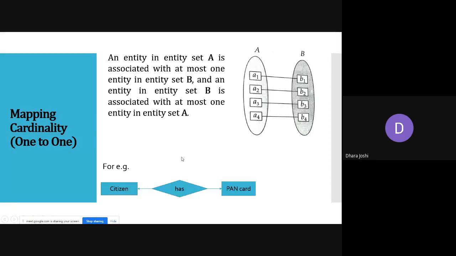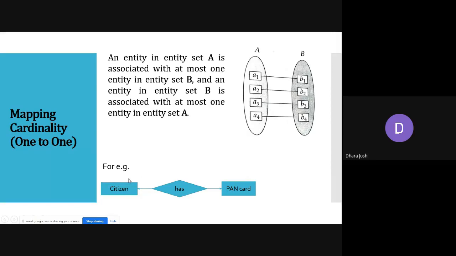So I can say it is one to one, because if I'm talking about Dhwani, Dhwani has one PAN card number, which is called B3. And if I find a PAN card number and I map it with any of them, then only one person has that same PAN card number. So one citizen can have one PAN card number.